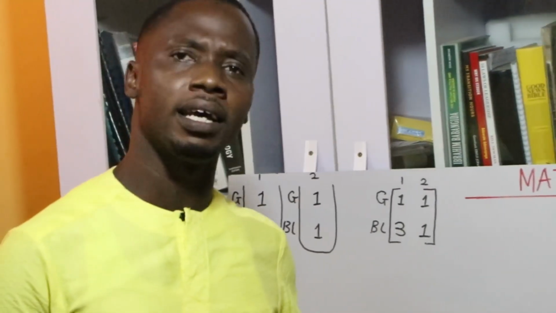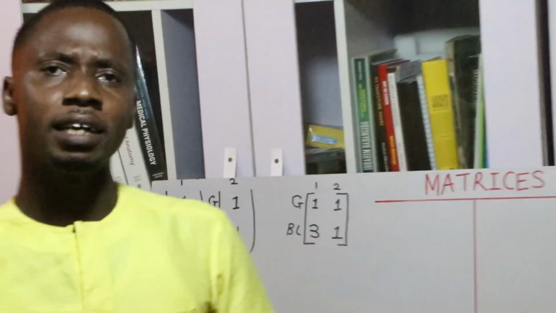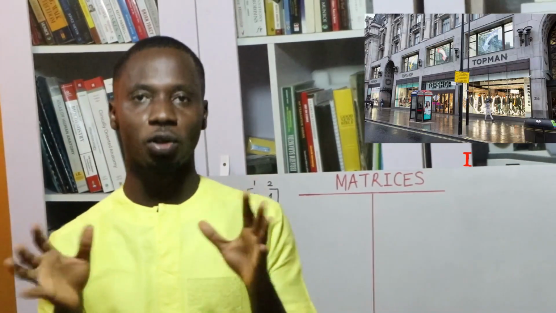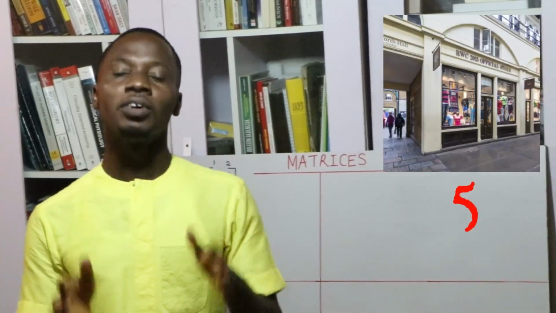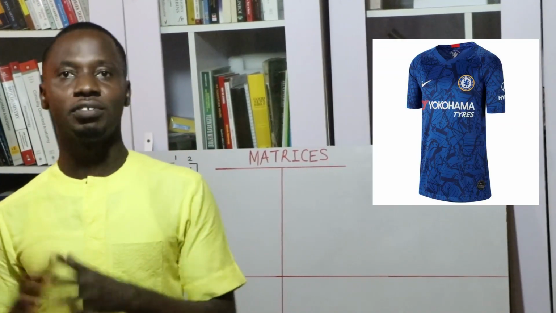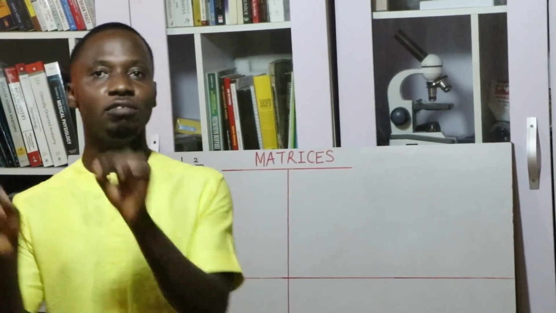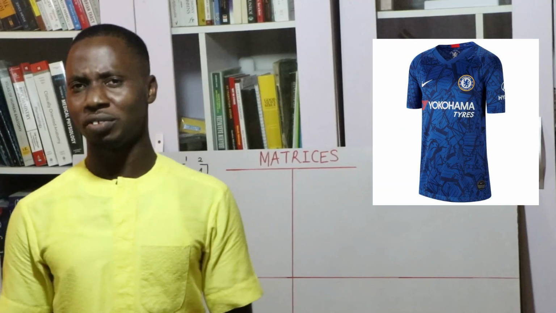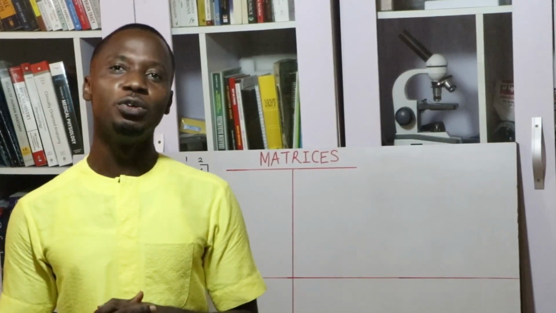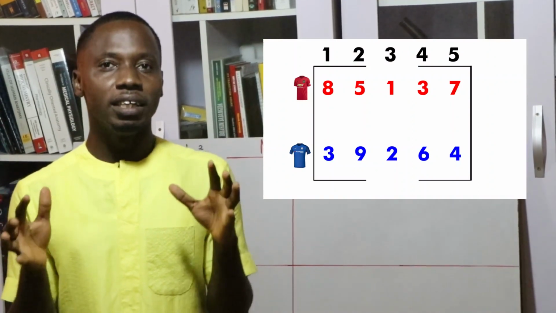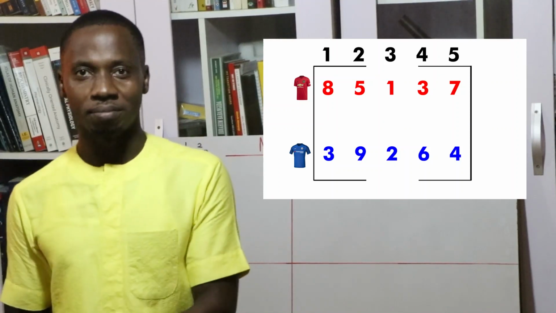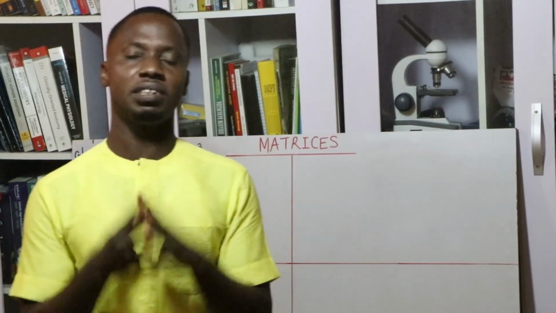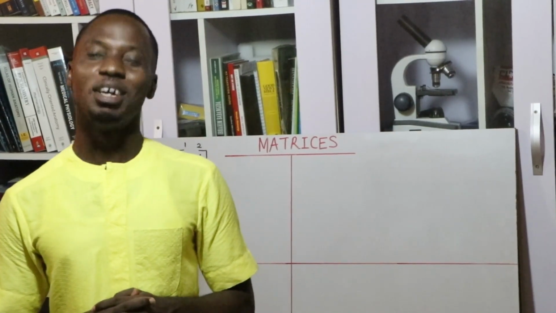Now let's bring this idea to our everyday life. Let's assume you have a shop. You have five shops in London, for instance, and you just sell Manchester United jerseys and Chelsea jerseys. So in each of your five shops, you have jerseys for Manchester United and jerseys for Chelsea. You would agree with me that you can use matrix to represent the number of jerseys you have in your store at a given point in time. Okay? So even as a businesswoman, matrix can help you.